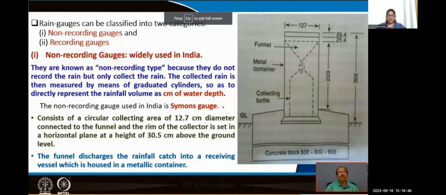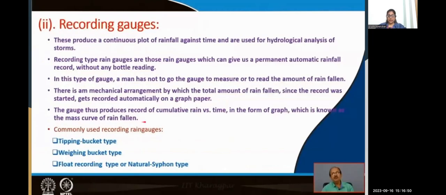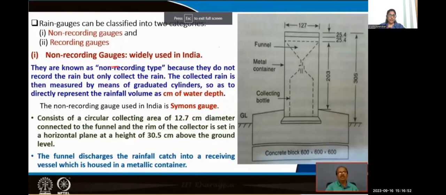Now, as you can see here, one of the non-recording gauges is called the Symons gauge, which has a circular collecting area of 12.7 centimeters diameter and a height of 30.5 centimeters. You can see there is a collecting bottle in here and a funnel through which the water will fall and get collected in this collecting bottle. And the water content of this collecting bottle will be measured.